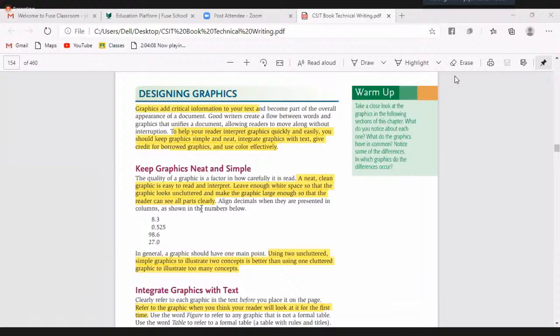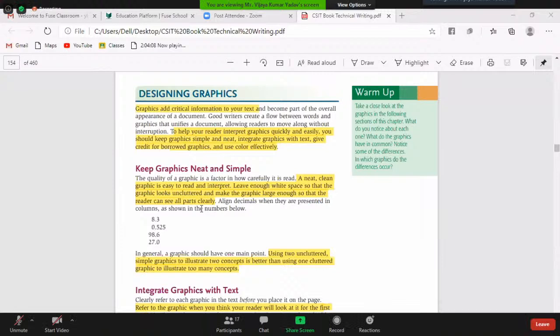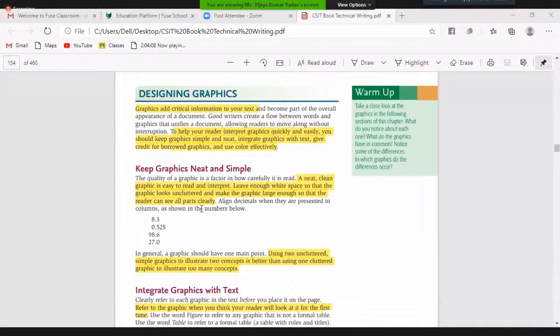In some documents, you find the graphics are hazy, isn't it? Things are not clear there, right? All the things are very cluttered because of the lack of space. So don't do that. Leave white space, that is blank space, and make the graphics very large so that the reader can see all the parts and understand easily. So keep graphics neat and simple. These are the things you have to write in your answer, so you can use the highlighted points.